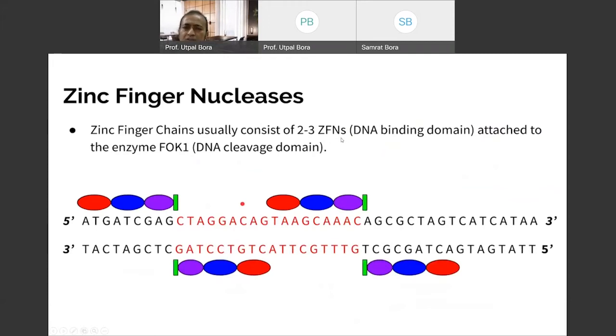Mostly they are 3, sometimes 4, and they are attached to the FokI enzyme, these green ones. So ultimately we have 4 FokI enzymes. They will cut the DNA at 2 specific sites, and this whole intervening sequence would be excised out. How it does this, I will show you in a step-by-step process in one of the subsequent slides.